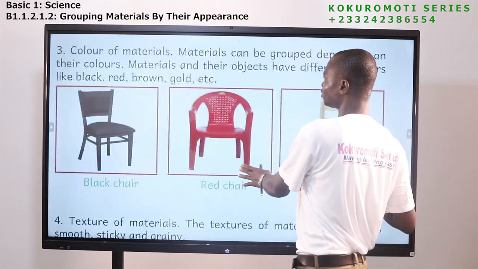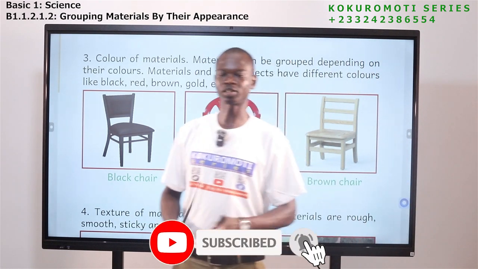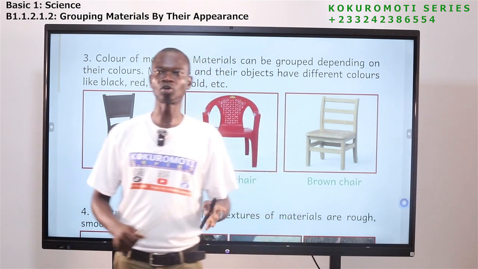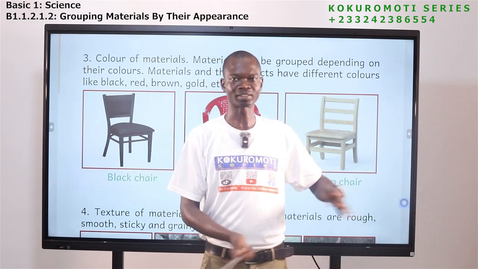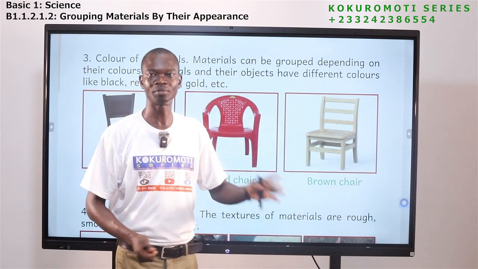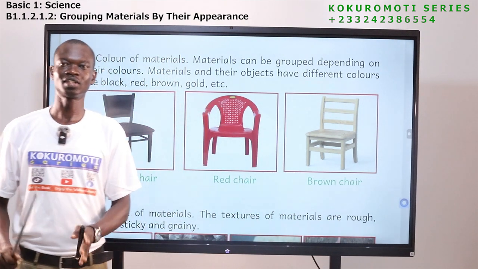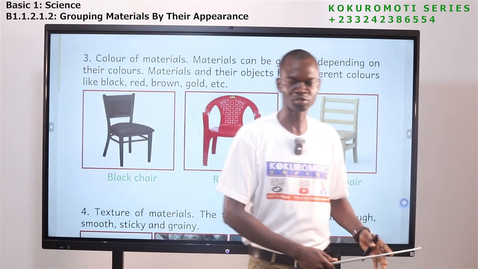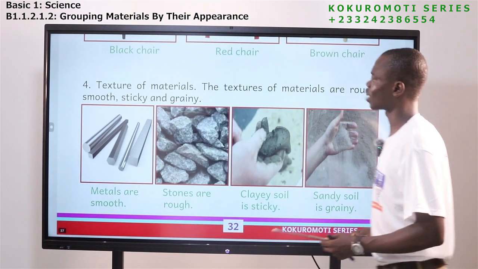So this is color of what? The object or material. If you want to group objects or materials according to their appearance, you can use what? Color. You can put all those with the same color at one side, all those with the same color at another side. If you are grouping them into red color and then blue color, all those that have blue color will come to one side, and all those that have red color too will come to another side.